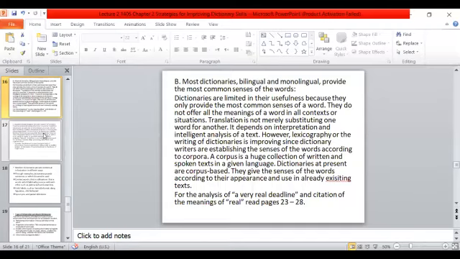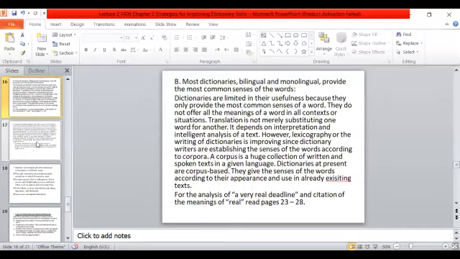So this is a corpus. This is the meaning of a dictionary based on corpora. A corpus is a huge collection of written and spoken text in a given language. Dictionaries at present are corpus-based. They give the senses of words according to their appearance and use in already existing text.